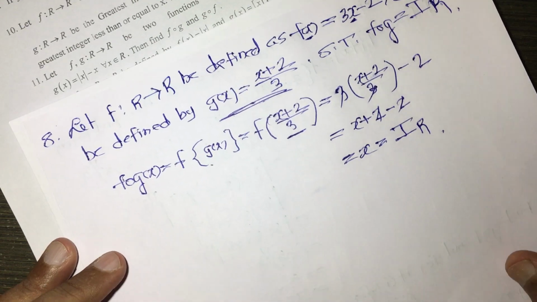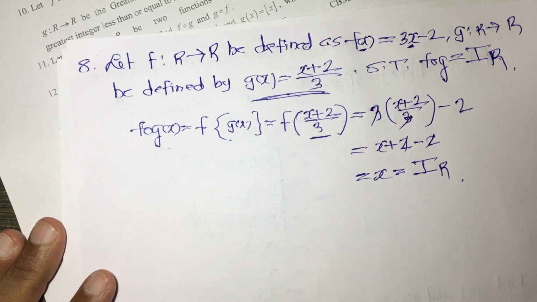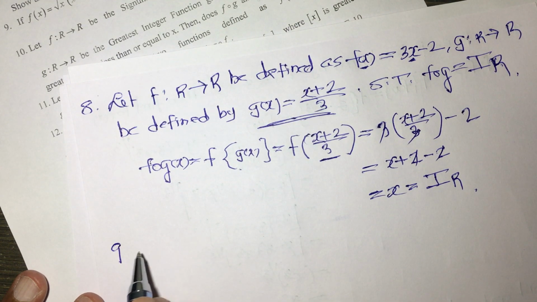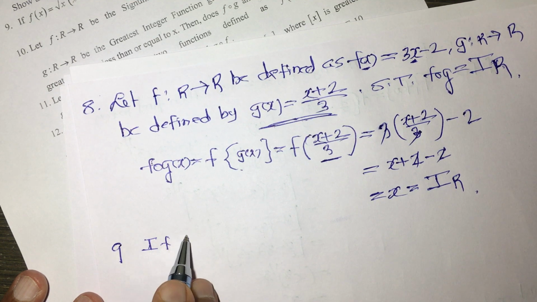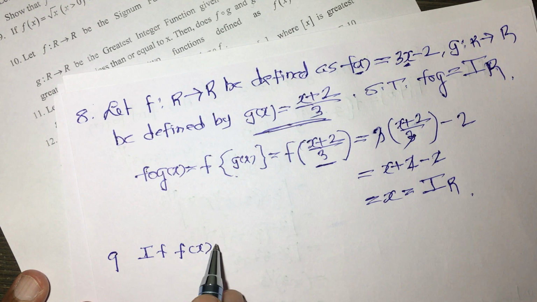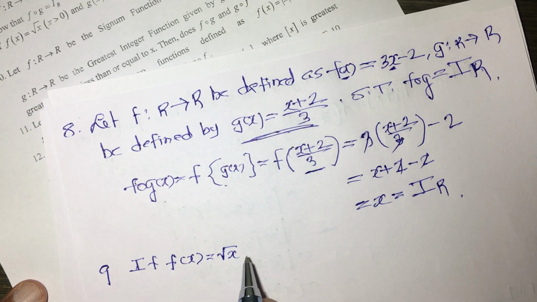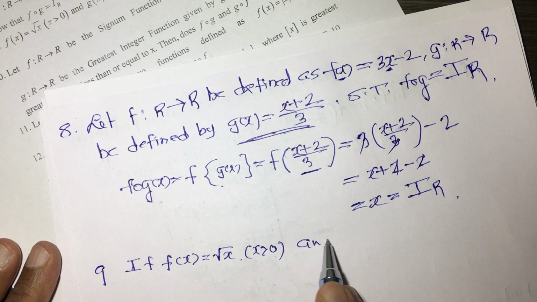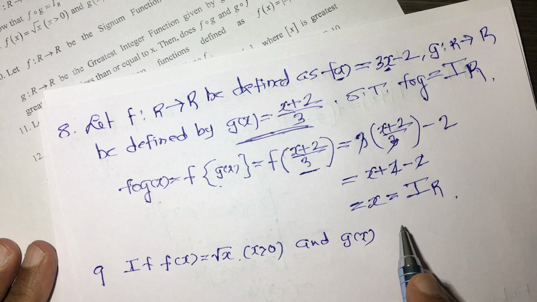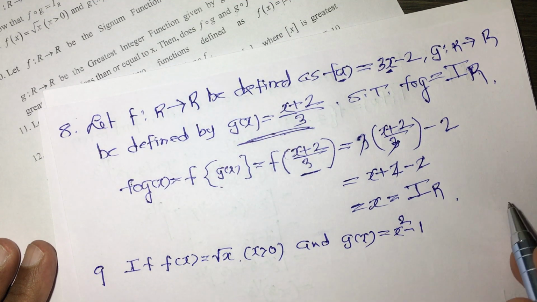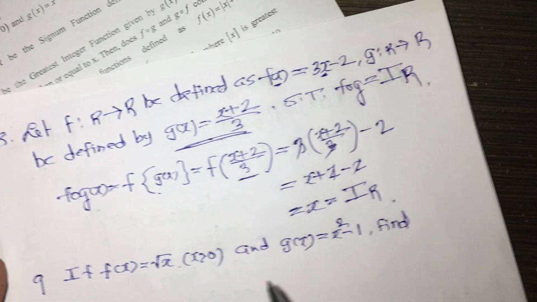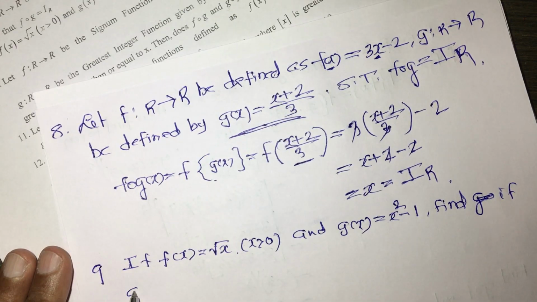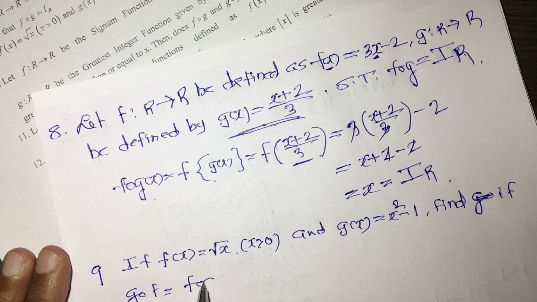Now, after that, the ninth example is: if f of x is root x, and here of course x is positive because root x is not defined for negative values, because we get an imaginary number, and g of x is x square minus 1, find g composite f, and find if g composite f is equal to f composite g.